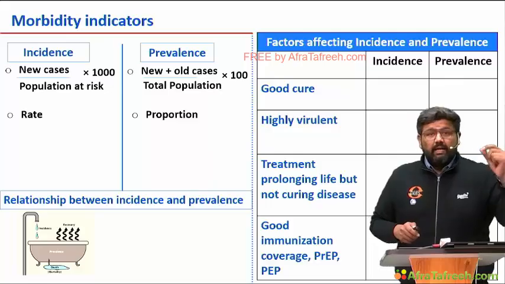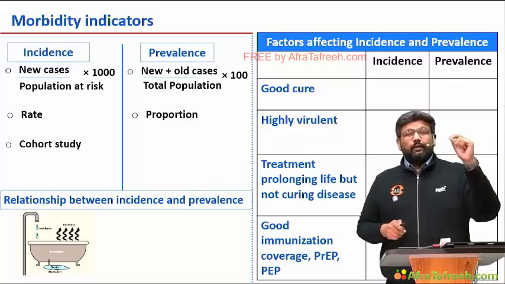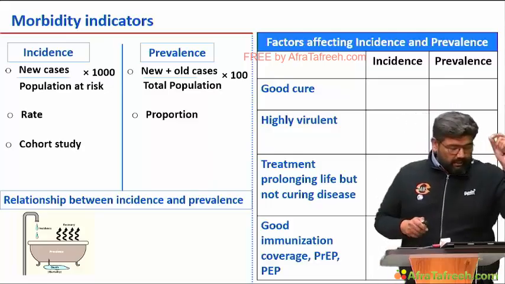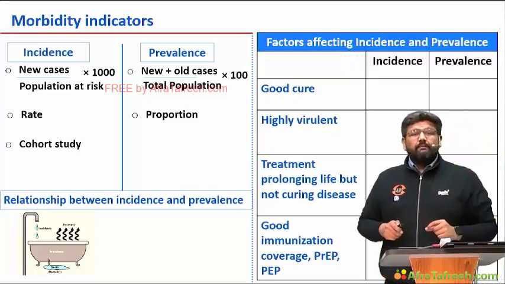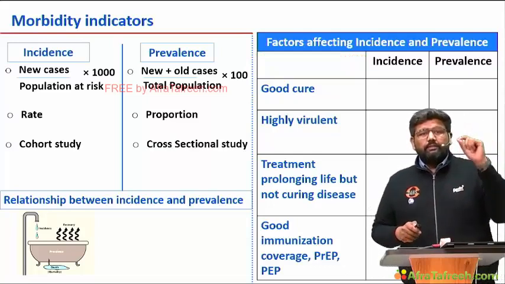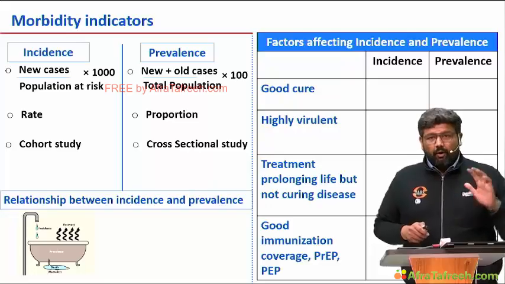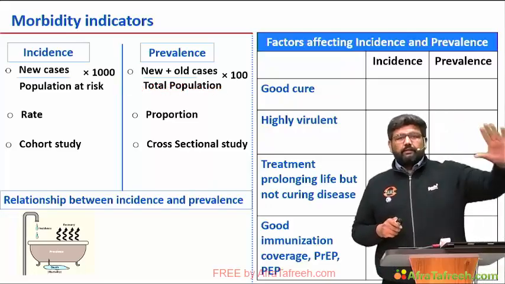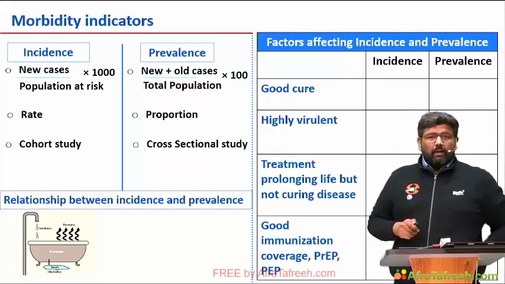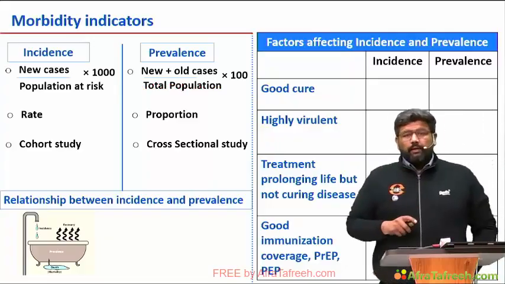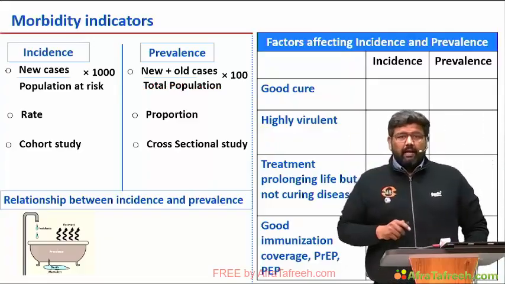Which study gives us incidence? It is cohort study. Which study gives us prevalence? It is cross-sectional study. Right? All set, all sorted. This topic, incidence, prevalence. Now guys, in your workbook and also on your screen, I have given you an image.